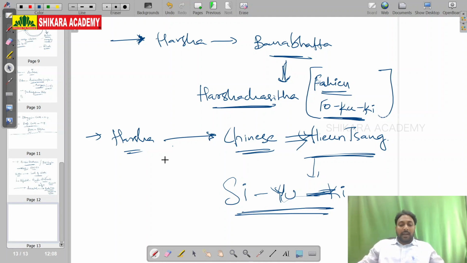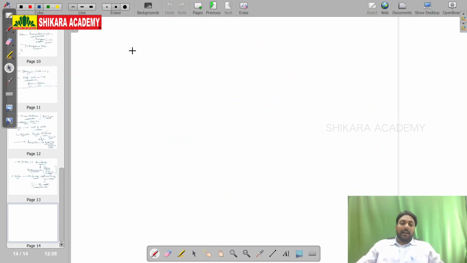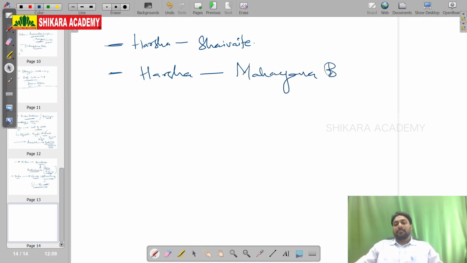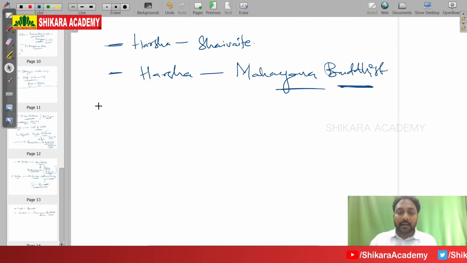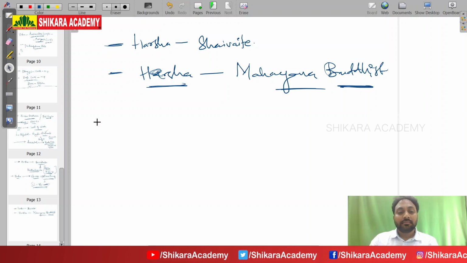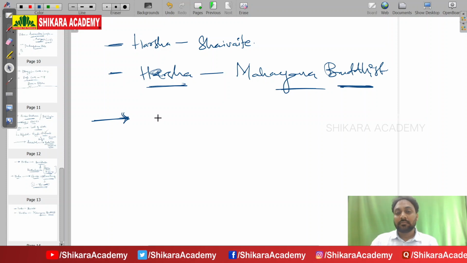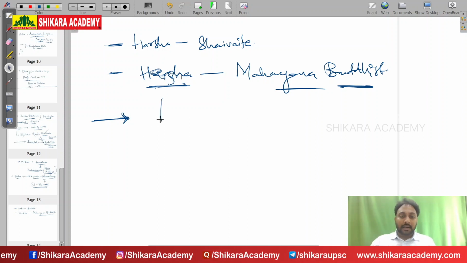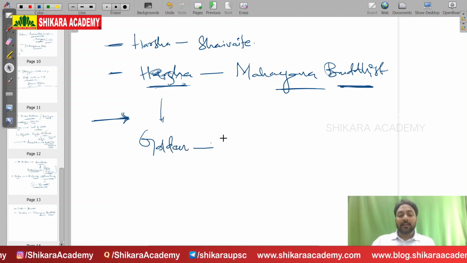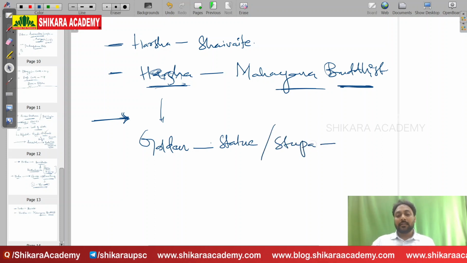Hyun Sang was a great devotee of Buddha, and after coming to India, he became a very good friend of Harsha. Harsha was initially a Shaivite. Because of Hyun Sang's influence, he turned into a Mahayana Buddhist. Harsha built a golden statue of Buddha and a stupa on the banks of the Ganga River.